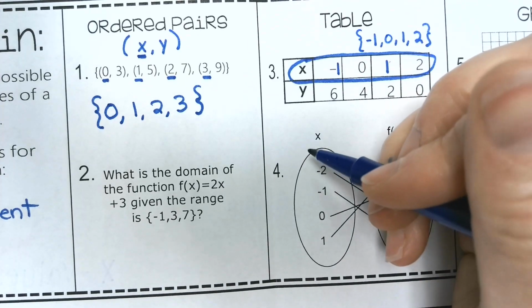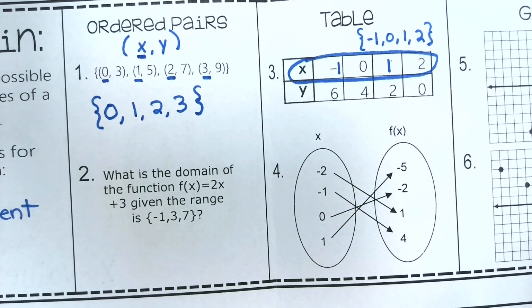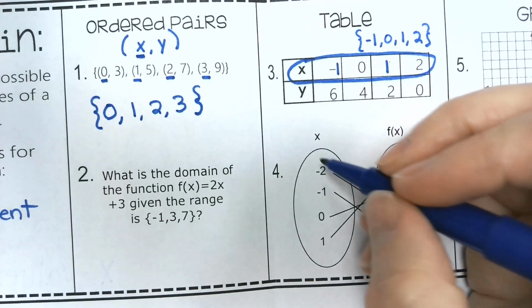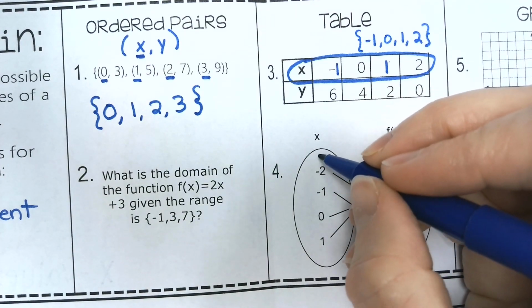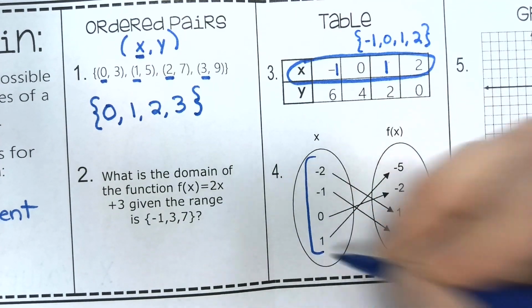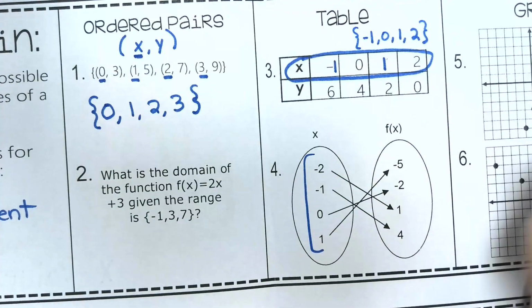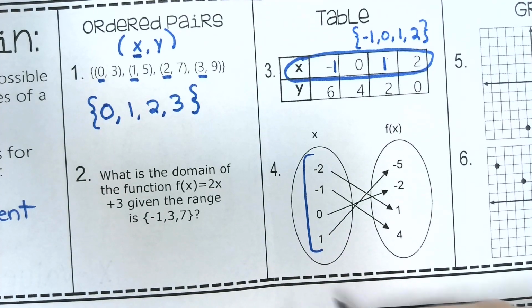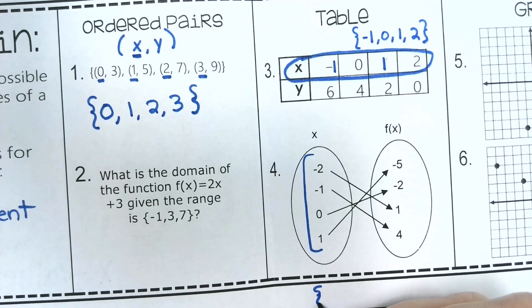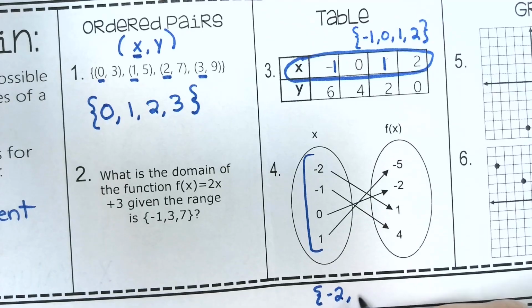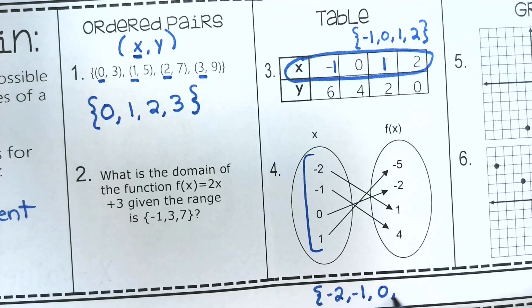Number 4, we're listing out the domain again. So this is our domain. All of these numbers. So we're going to list those out. So I'm going to list them down here. -2, -1, 0, and 1.